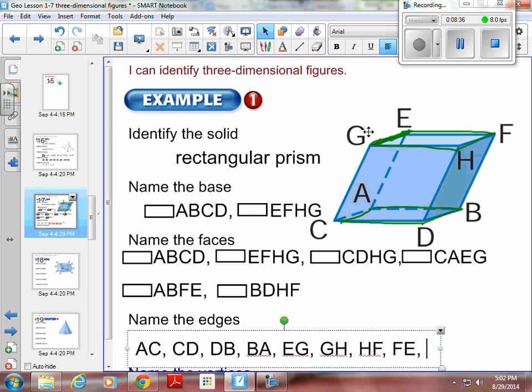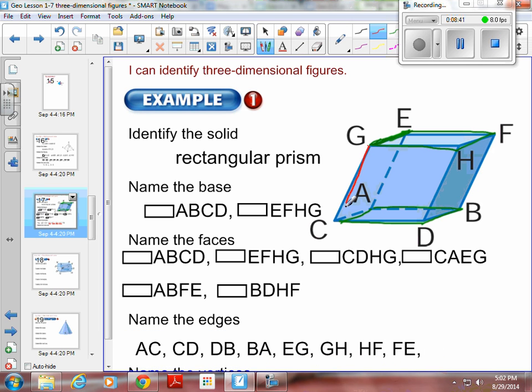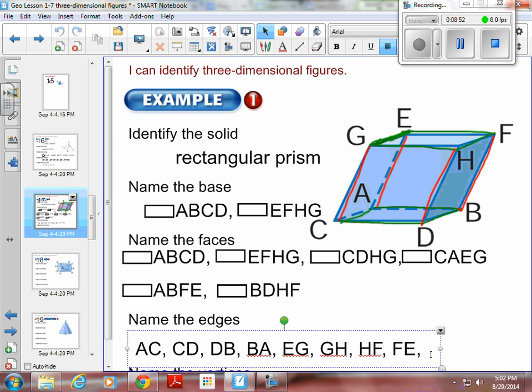Okay, and then the last ones I'm going to do are the ones that go up and down. So I need to do this C to G, this E to A, this D to H, and this B to F. So let's get those done. So that's going to be C to G, A to E, B to F, and those are D to H.